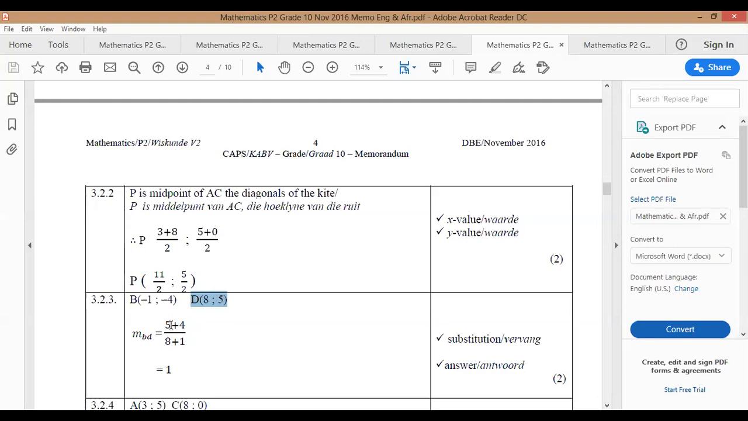So y2 will start with 5. That's your 5 minus minus 4. We know that a minus and a minus is a plus, so it's going to be plus 4. Then x2, that's your x and d, right? Minus minus 1. So we know a minus and a minus, it's a plus. So 5 plus 4, that's 9. And 8 plus 1, it's also 9. So 9 over 9 is 1. So the gradient of BD is positive 1.